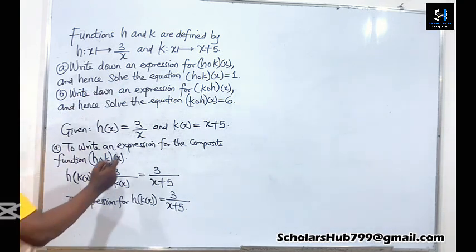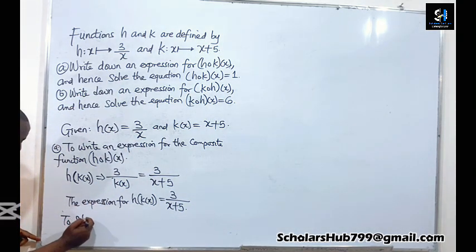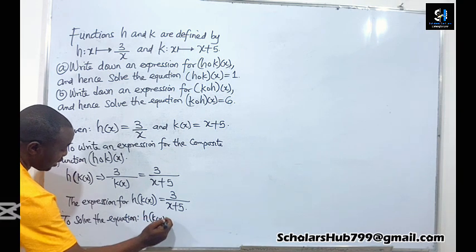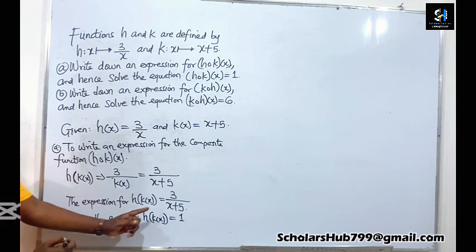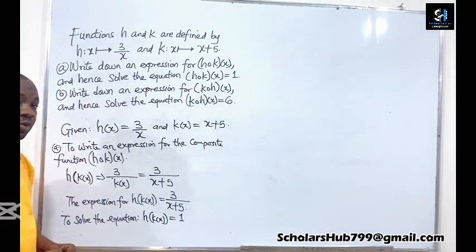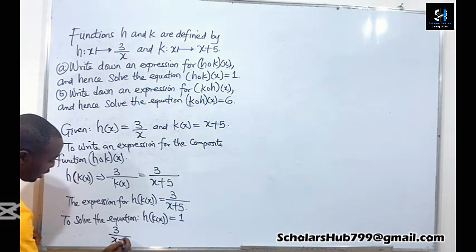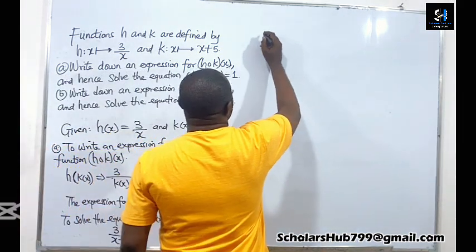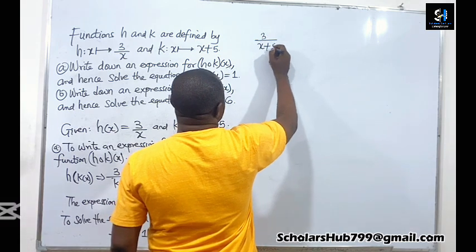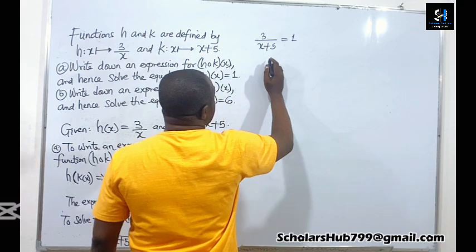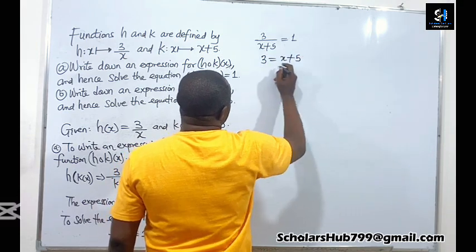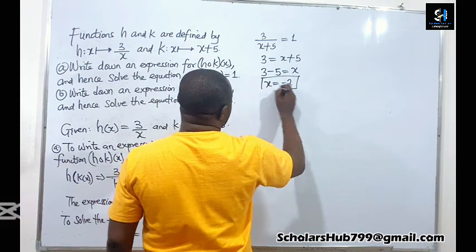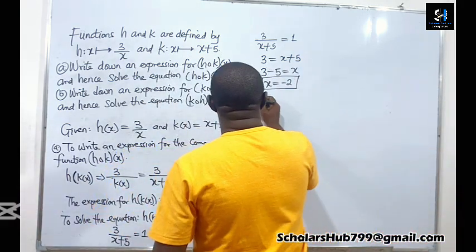Hence, solve the equation hk of x equals 1. So it means that the expression for hk of x, I'll set it equal to 1. So that will be 3 over x plus 5 is equal to 1. When we cross multiply, this will be 3 equals x plus 5. Then I'll bring this here, 3 minus 5 equals x. So x equals minus 2. So that's for A.